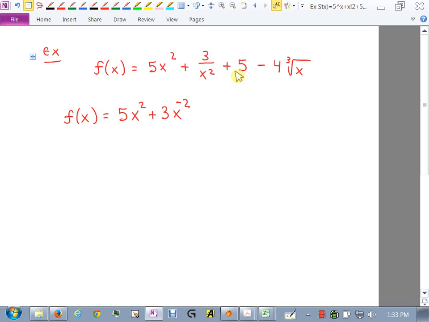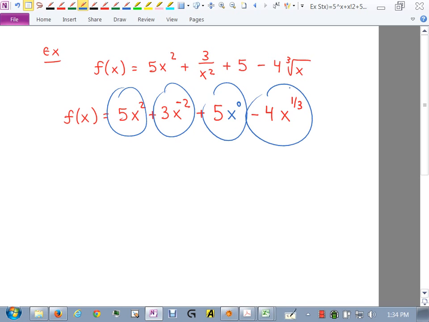Then what about this? You could look at it if you want as 5. You could write x to the 0 if you want. You don't need it. But I'm going to put it there just so we have it. Minus 4x to what power? 1/3. And now I get to apply my power rule on each of these 4 pieces.